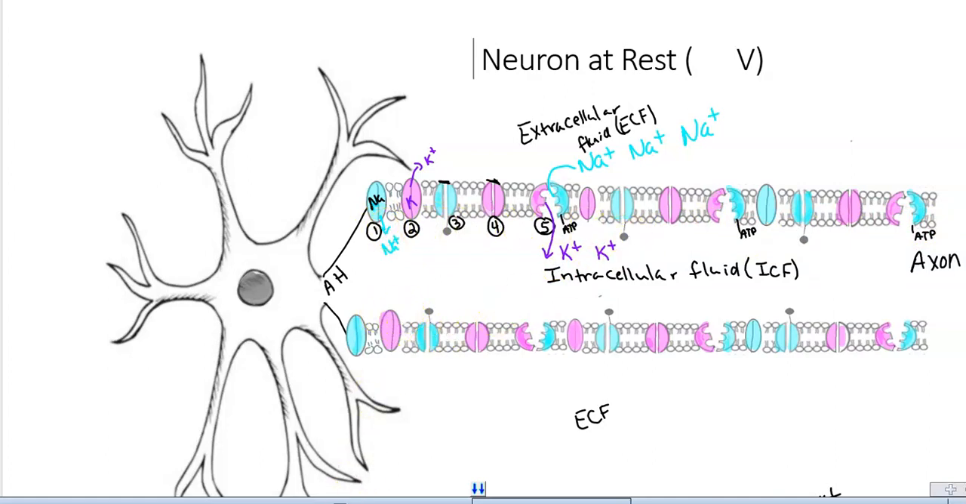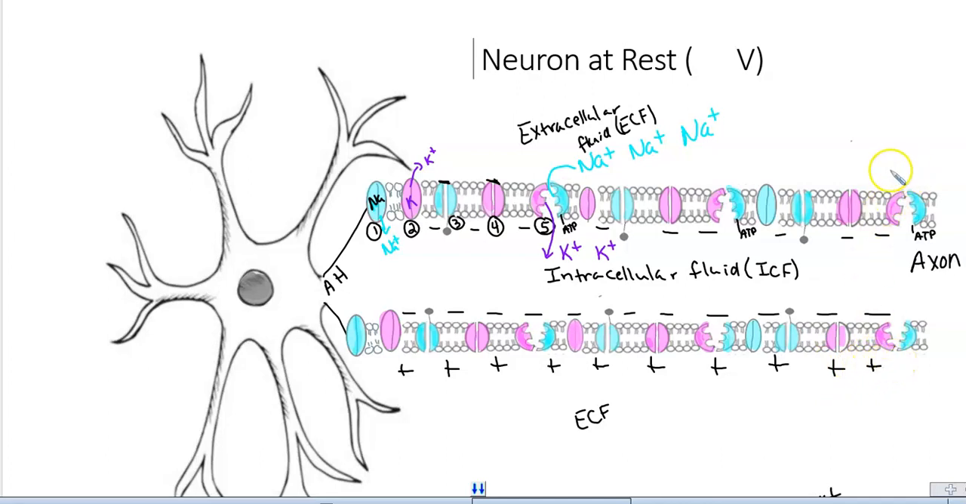I'm going to draw the negatives over here, but it's also negative over here as well. So very negative along the membrane. Also very negative here. I'm just going to run out of space. And we say that it's called polarized. Polarized means the inside is very negative and the outside is very positive. This is what polarized means.